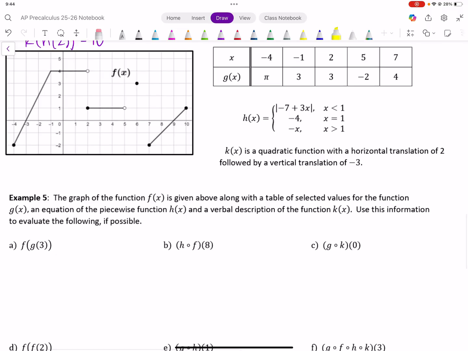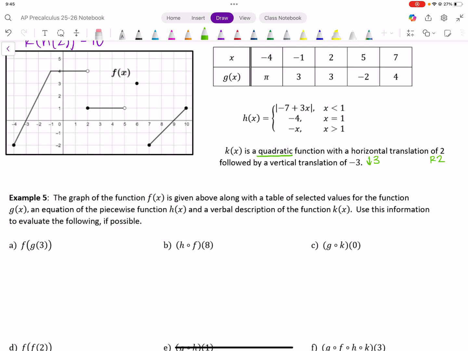So next, we have a combination of 4 different functions. We have the graph of f of x, the table for g of x, the piecewise function of h of x, and then we're told k of x is a quadratic function, meaning it has to have x squared in it, that has a horizontal translation of 2, meaning we're going right 2, and a vertical translation of -3, which means we're going down 3.